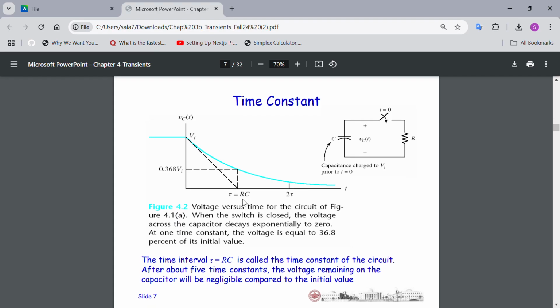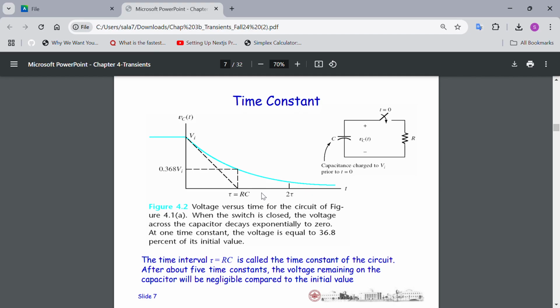And so this is the voltage versus time for the circuit of figure 4.1. With the switch closed, the voltage across the capacitor decays exponentially to 0, exponentially because the function we have is in exponential form. At one time constant, the voltage is equal to 36.8% of its initial value, or 0.368 times its initial value. So that's the value of the voltage after one time constant, and the time constant is just RC.